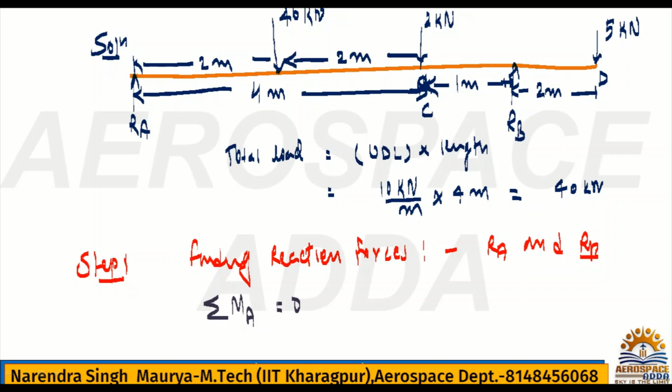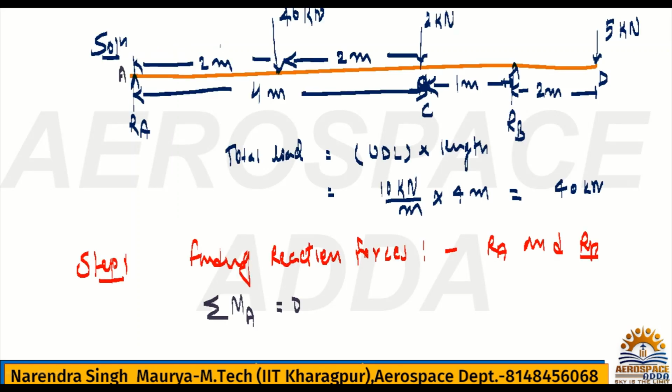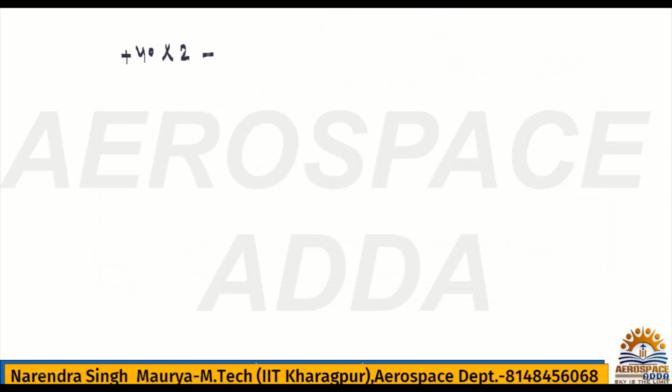So what will be the equation? This is point A, and when we take moment, 40 kilonewton will give a moment, 2 kilonewton will give a moment, RB will give a moment, and 5 kilonewton will also give a moment about point A, but RA will not have any moment. So about point A, 40 kilonewton will give a clockwise moment, so plus 40 kilonewton into 2 meter. Similarly for 2 kilonewton, the total distance will be 2 plus 2, 4, so 2 kilonewton into 4.